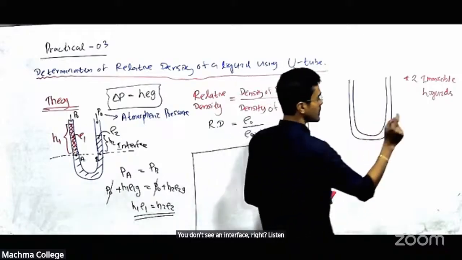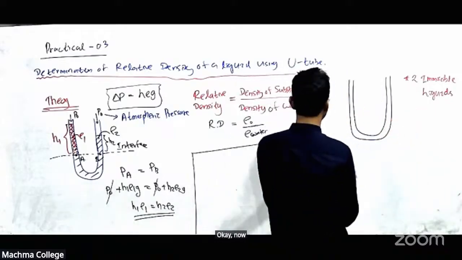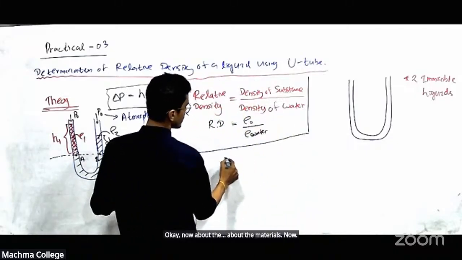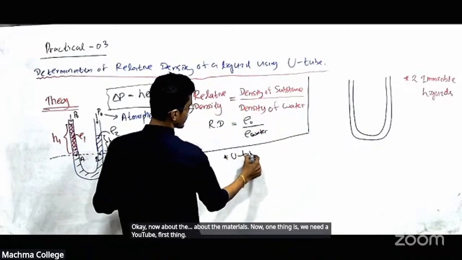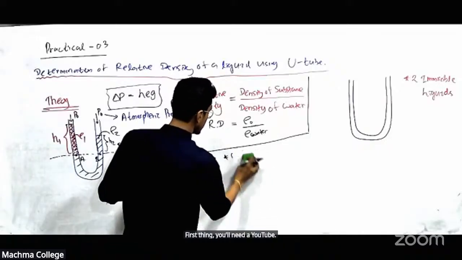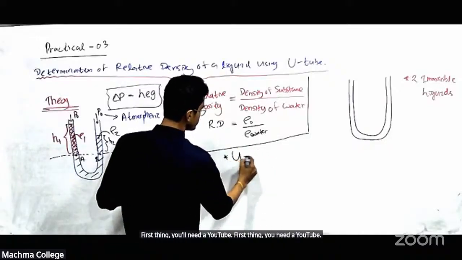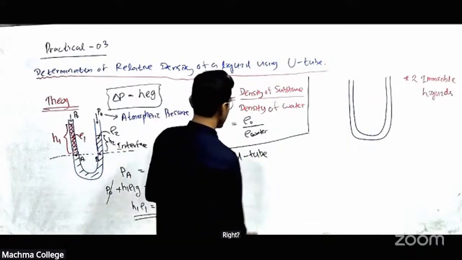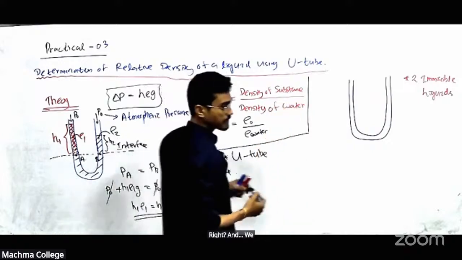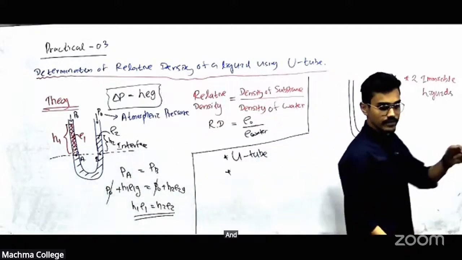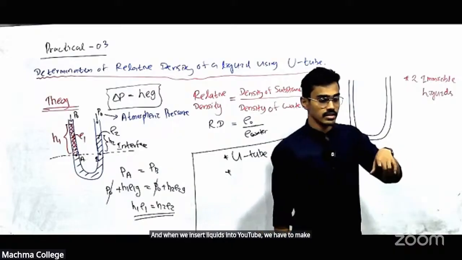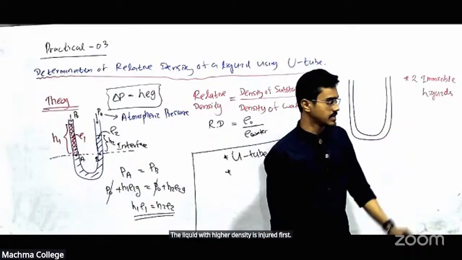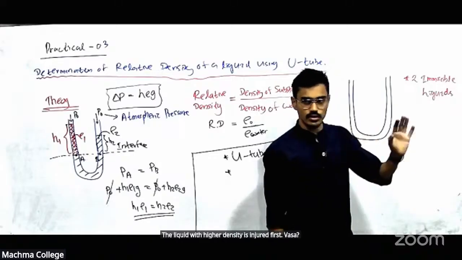Listen, a few important facts about the materials. First thing, you need a U-tube, and we need two immiscible liquids. When we insert liquids into the U-tube, we have to make sure that the liquid with higher density is inserted first. There's a solid logic behind that.